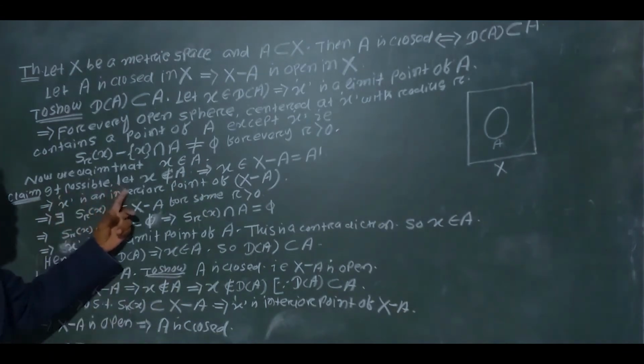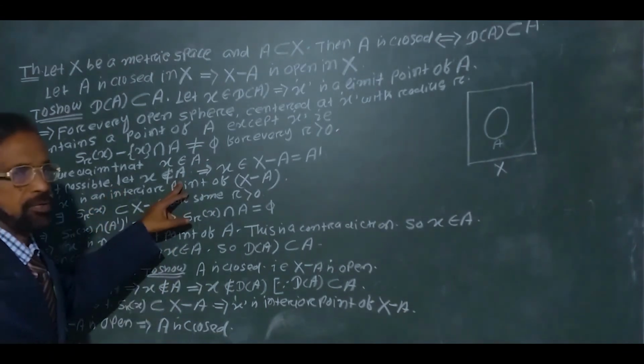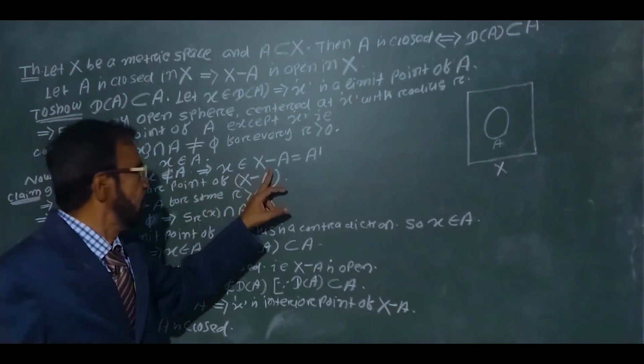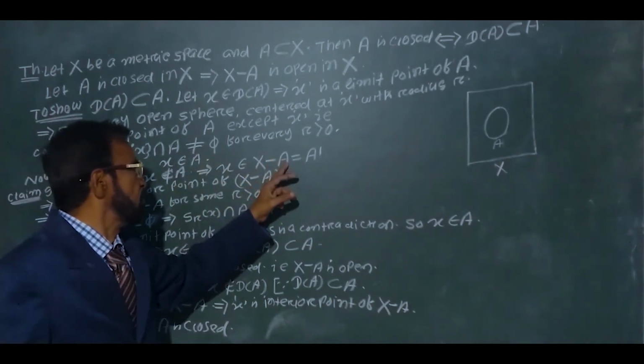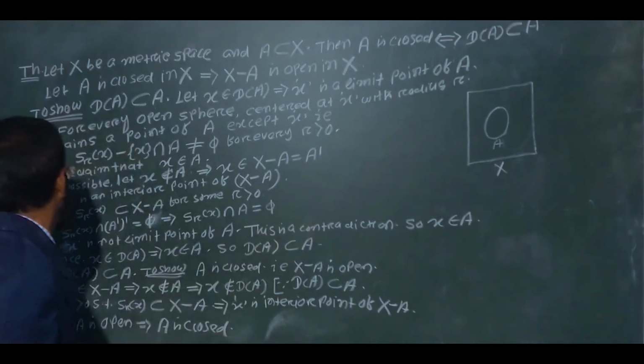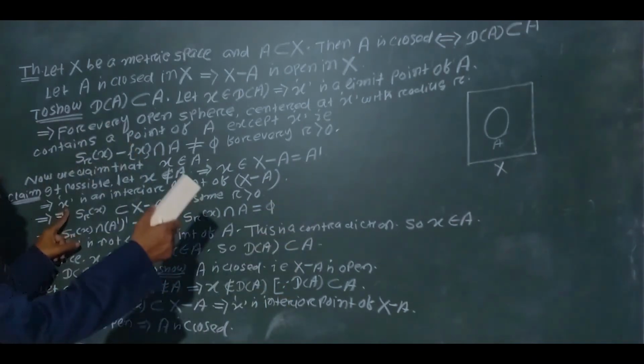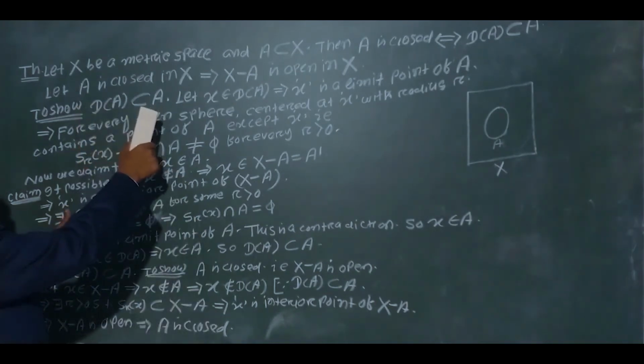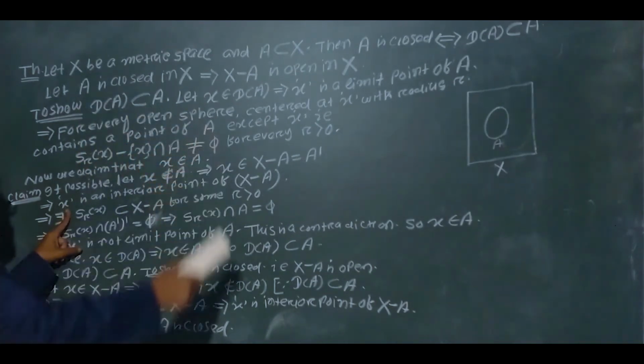If possible, let us suppose that x does not belong to A. Since x does not belong to A, x belongs to its complement, x belongs to X minus A, that is A complement. It is given that A is closed, which implies X minus A is open.